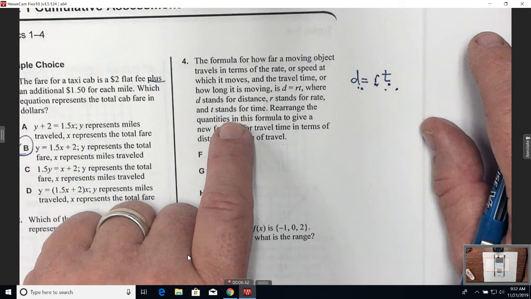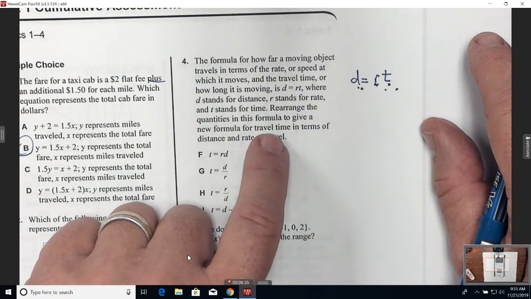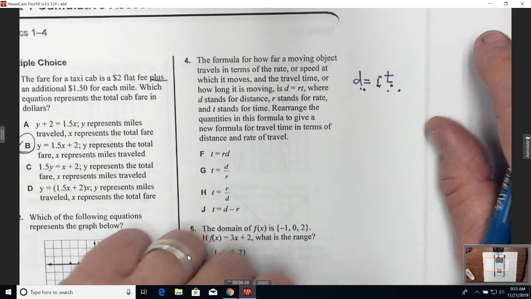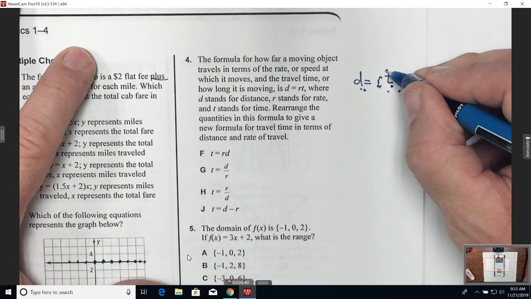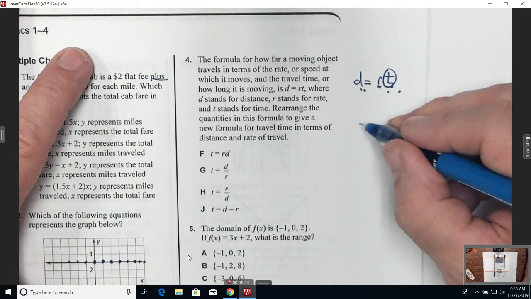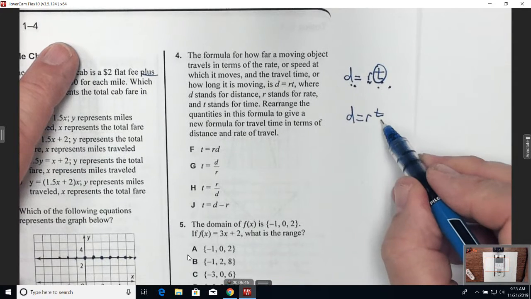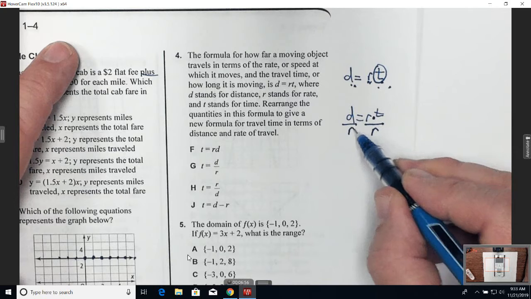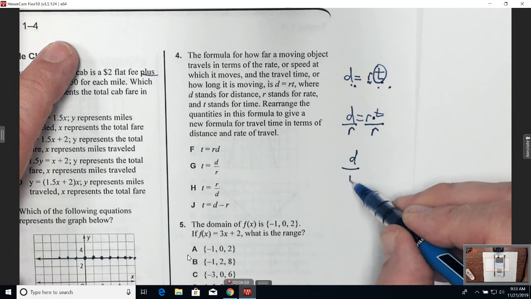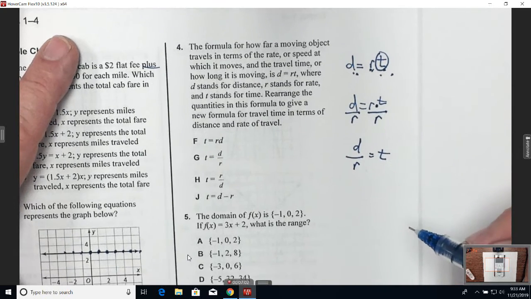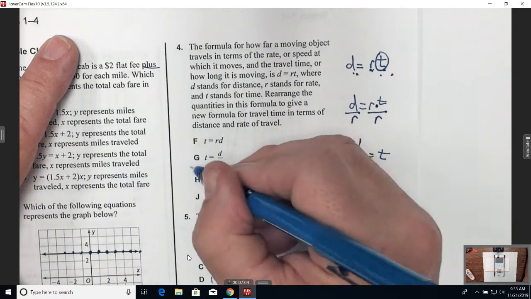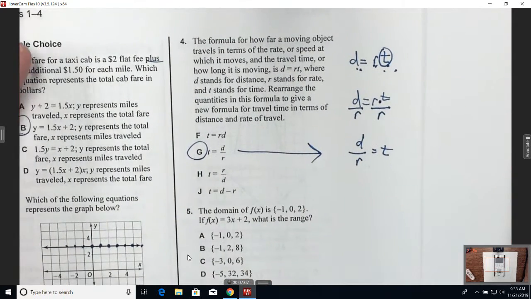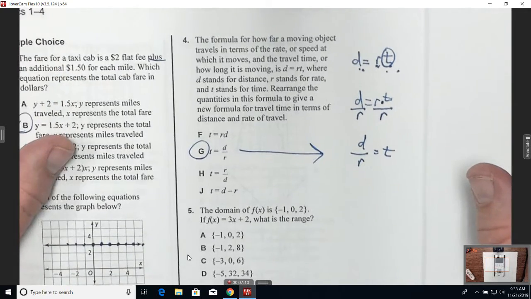Rearrange the quantities in this formula to give a new formula for the travel time in terms of the distance and rate. So what this wants you to do is solve this equation for T. How do you get T by itself if you're just solving an equation? Well, just think of that as my variable. And to isolate the variable, I would have to undo the multiplication by R. And the opposite of multiplying by R is to divide by R. And what you do to one side, you do to the other. So the distance divided by the rate is equal to my time. So do I see that anywhere? Absolutely. To solve that in terms of T, which is the time, it's the distance divided by the rate.